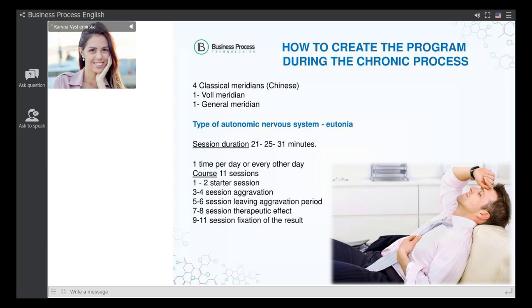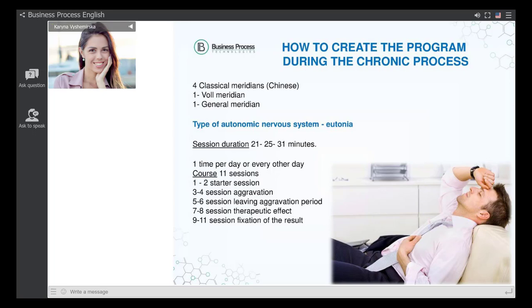You don't have to be scared because you won't have very serious symptoms, I'm sure. So you wake them up, and you make them leave your house, leave your body. Fifth and sixth sessions, you are in the aggravation period, and then you will feel better. Seventh and eighth sessions, you will feel a therapeutic effect. Ninth to eleventh, fixation of the results.